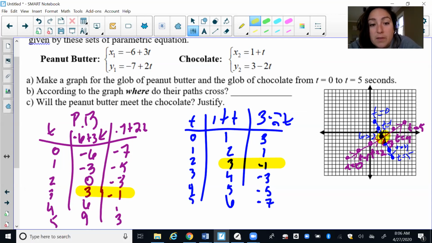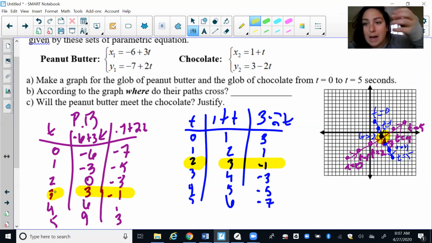Will the peanut butter meet the chocolate? No, because they're at the same location at different times. Peanut butter is there at 3 seconds, whereas chocolate's there at 2 seconds. Now, if you're like, yeah, but it's going to leave a skid mark, and so they will meet, that's not what this question's implying.